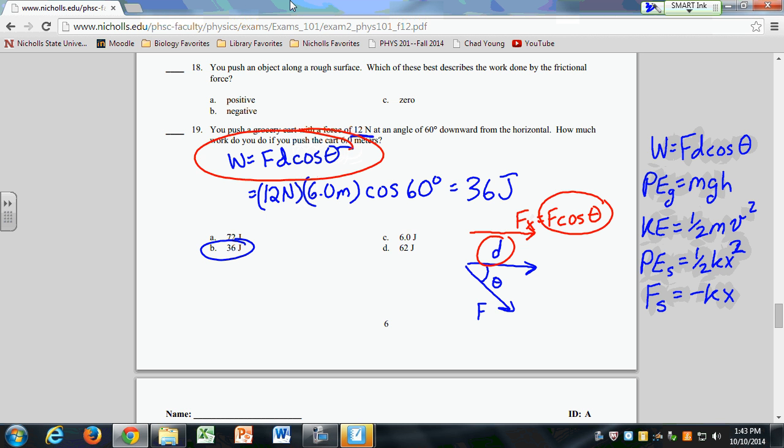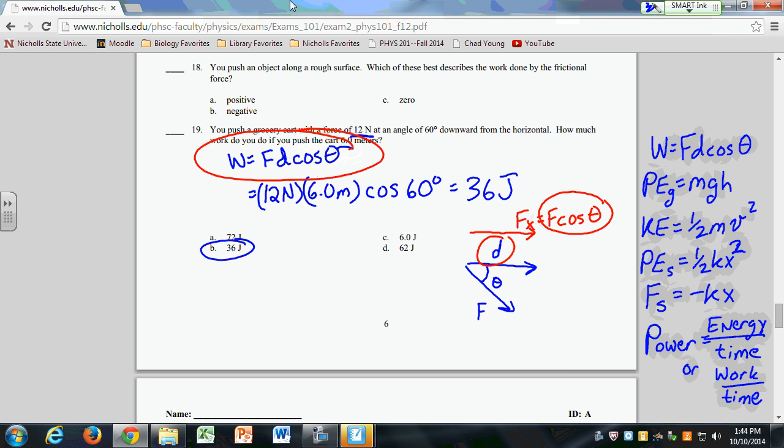Fs is equal to negative kx. Oh, and what was the other thing I said? Oh yeah, the power. Power is equal to energy over time. Or I can say work over time. Just because, you know, power, energy, and work, they're the same.